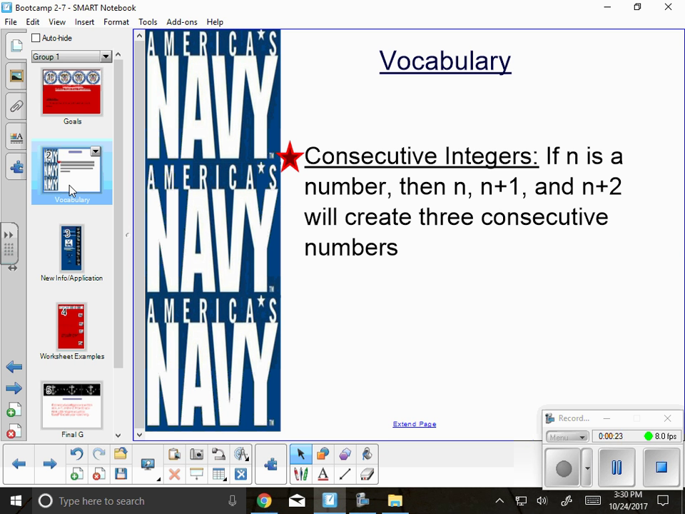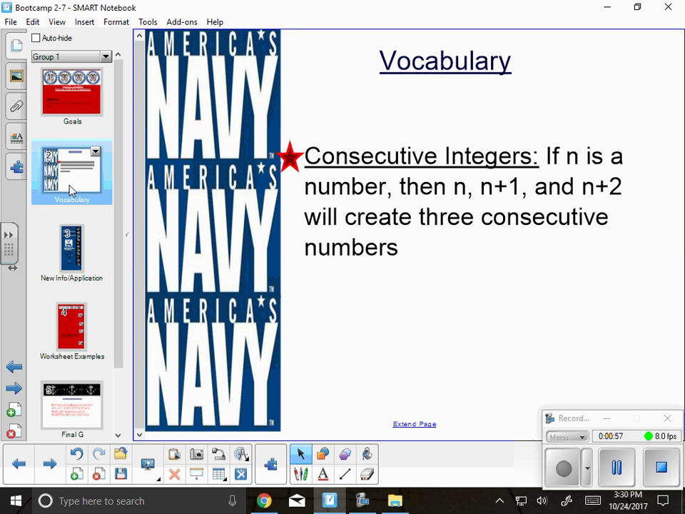It says if n is a number, then n plus 1 and n plus 2 will create 3 consecutive numbers. This would be your definition for this word. A characteristic or hint to remember: consecutive means in a row. So you could write "in a row" or kind of like row, row your boat. An example would be 3, 4, 5, or -6, -7, -8.